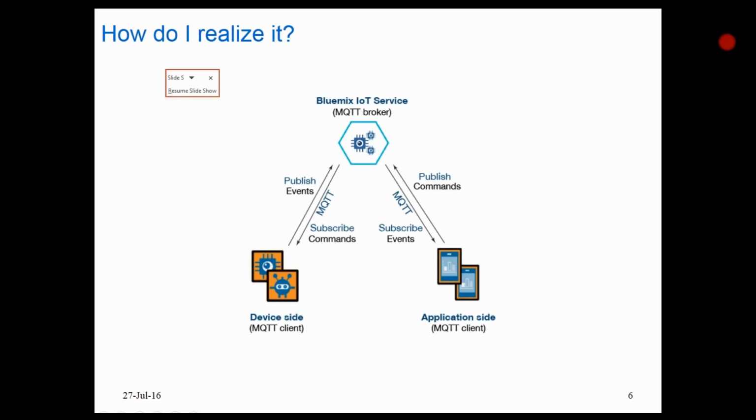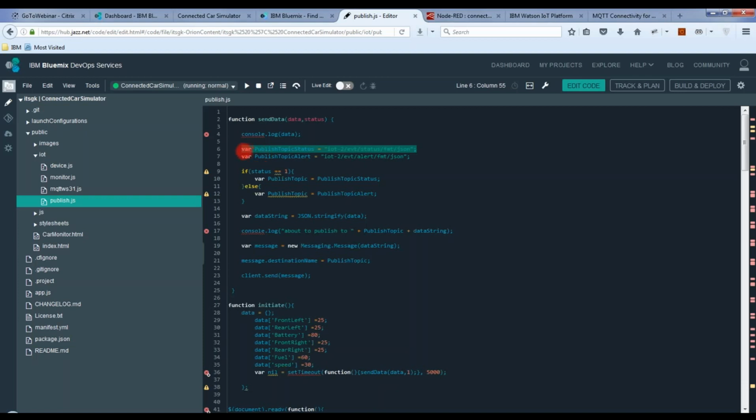So this is how the message flow works there. Let me go back to the code again. Here I'm saying this is the topic to which I'm pushing. I'm having two topics. The regular status of the car will be pushed under the title status, and the alerts will be pushed under alert. Okay. So this is how the data is obtained from the HTML page and pushed to the IoT cloud.